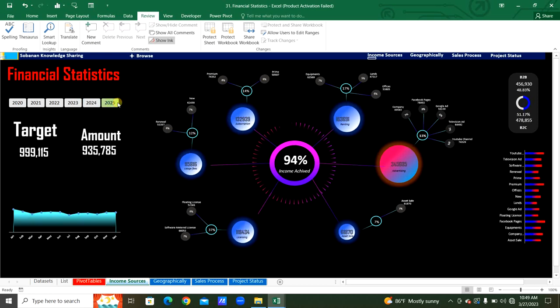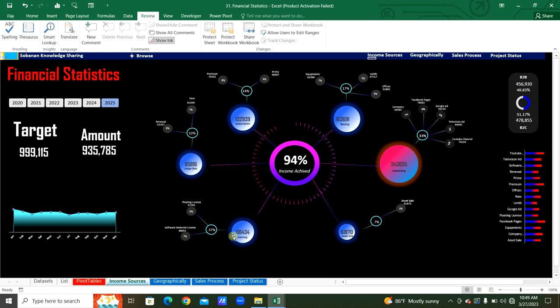mostly in all of the years, advertising is the highest income achieved. Other income sources are less than advertising. Advertising, renting, subscription, usage fees, licensing, and asset sales. These are the income sources and the income gained from each income source. And these are the income breakdowns.